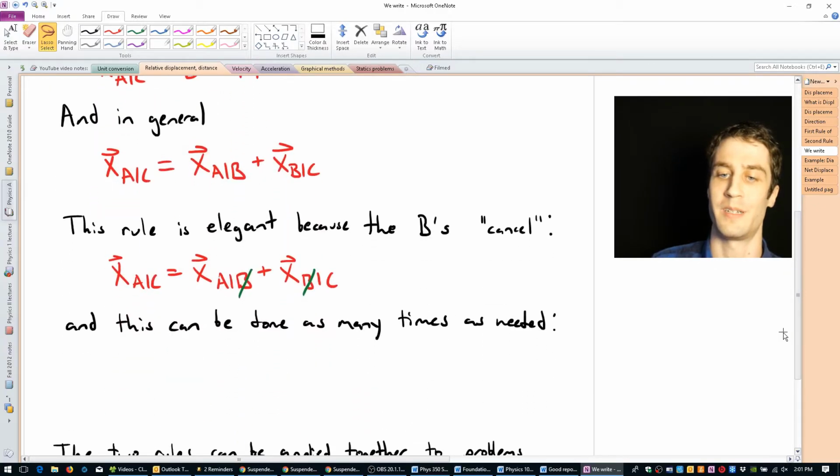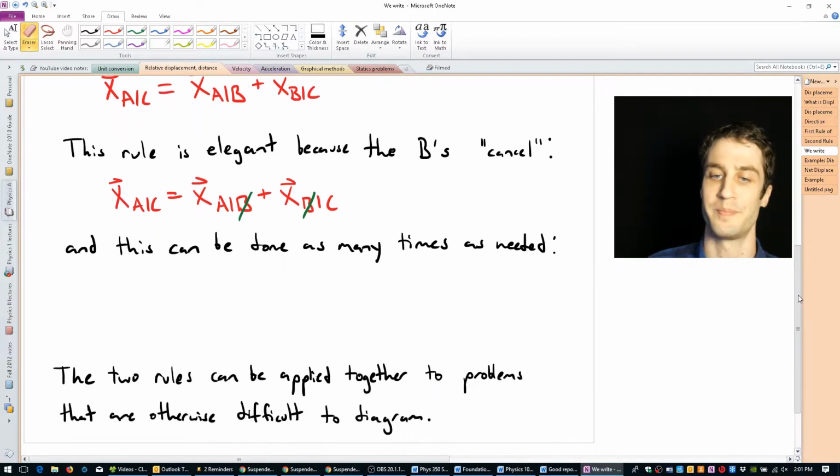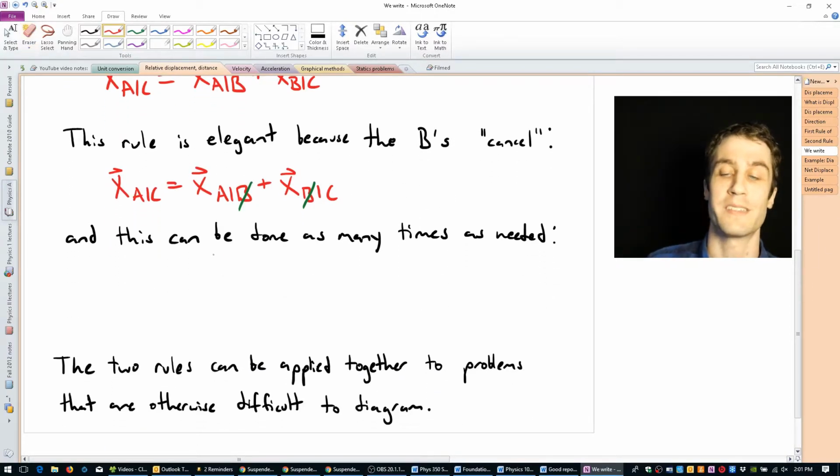But what you should really know is that they cancel because they're next to each other in the subscripts. You have B on the right of the subscript on the left, and B on the left of the subscript on the right. And this can be done as many times as needed. You can actually just prove this by repeated application of this rule. So this is not something that I'm just telling you. You can prove it mathematically by using this rule multiple times.